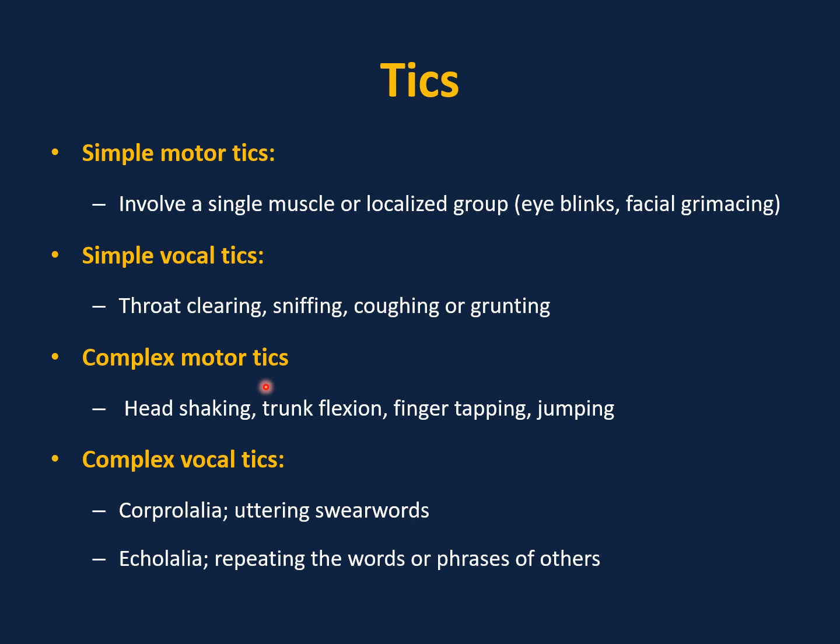Complex motor tics are more complex movements. For example, head shaking, trunk flexion, finger tapping, or jumping. Complex vocal tics, for example, coprolalia, like uttering swear words, for example, cursing or saying bad words. Echolalia, repeating the words or phrases of others.